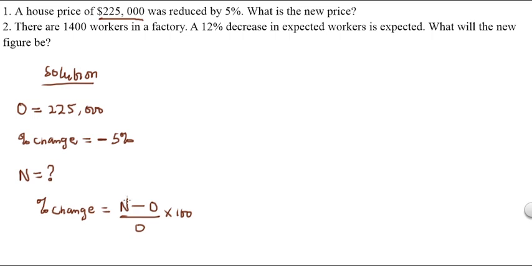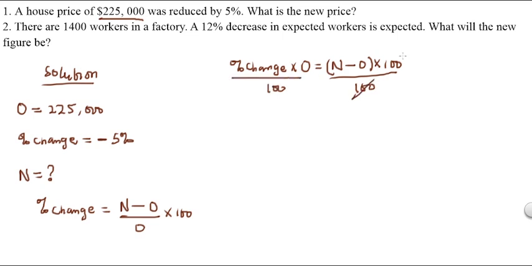From here, we can make the new value the subject of the formula. To do that, we can cross multiply so that we have percent change times old value is equal to (new value minus old value) times 100. If I divide both sides by 100, this cancels out this, so that I get new value minus old value is equal to percent change times old value divided by 100.